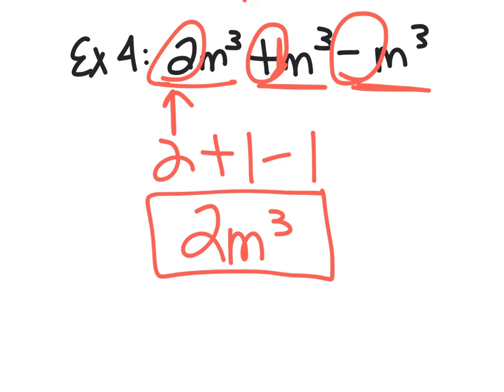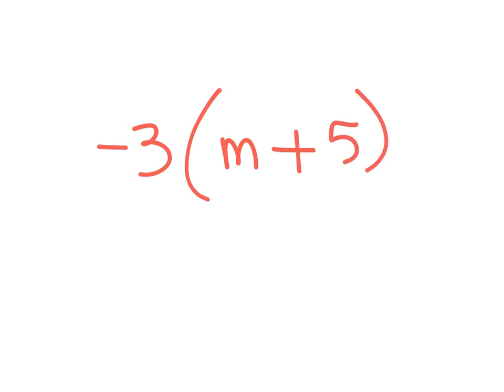I'm going to add one more here for the distributive problem. This is our final example. We've got negative 3 times, let's do m plus 5. Okay, go ahead and pause the video and then see if you can set this up. Come back to see the answer.